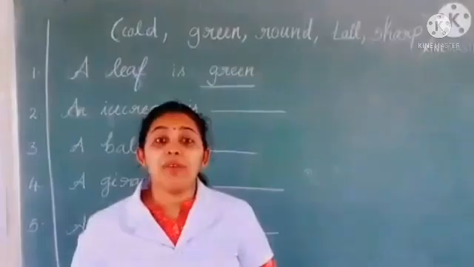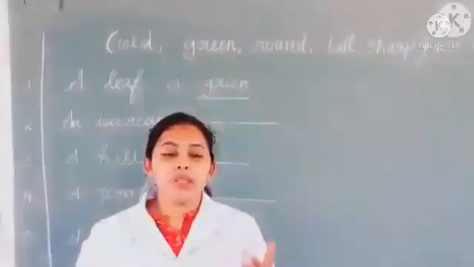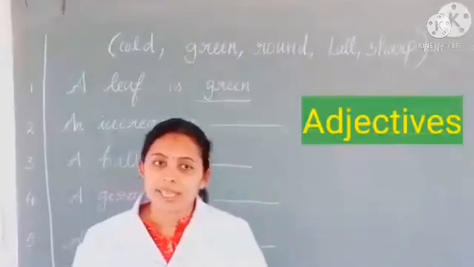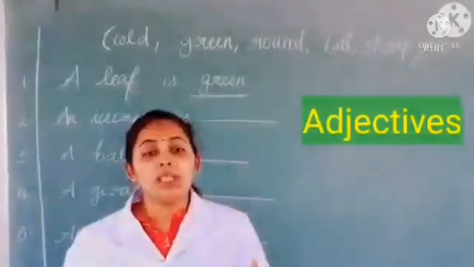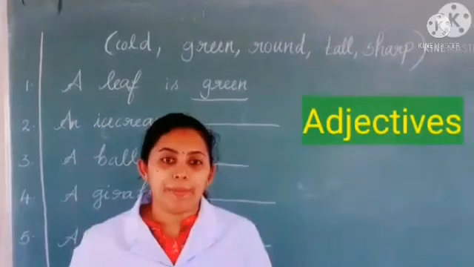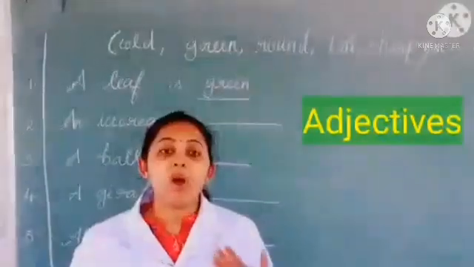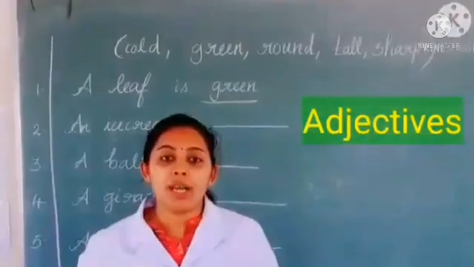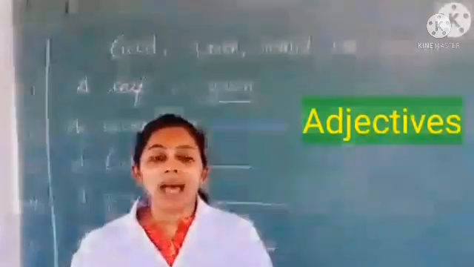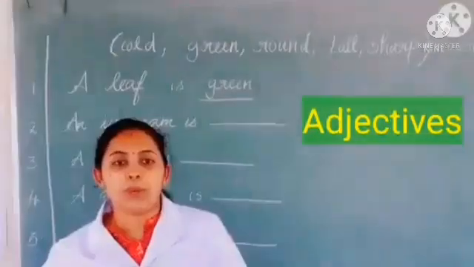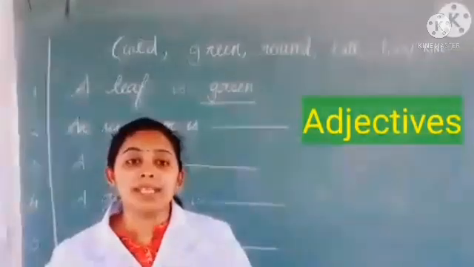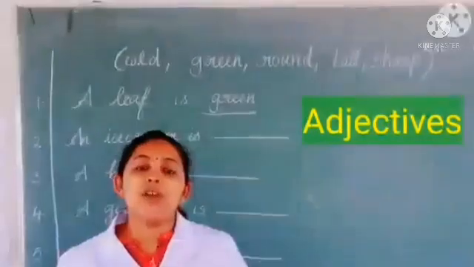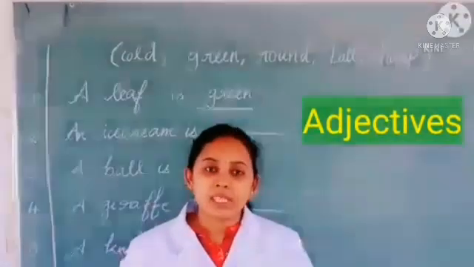Okay, so yesterday we discussed grammar. What was the topic? Yes, adjective. What's another name for adjective? Describing words. The words which describe the quality of a person, place, animal or thing, we can call adjectives. And the words for numbers, colors, size and shape are also adjectives.